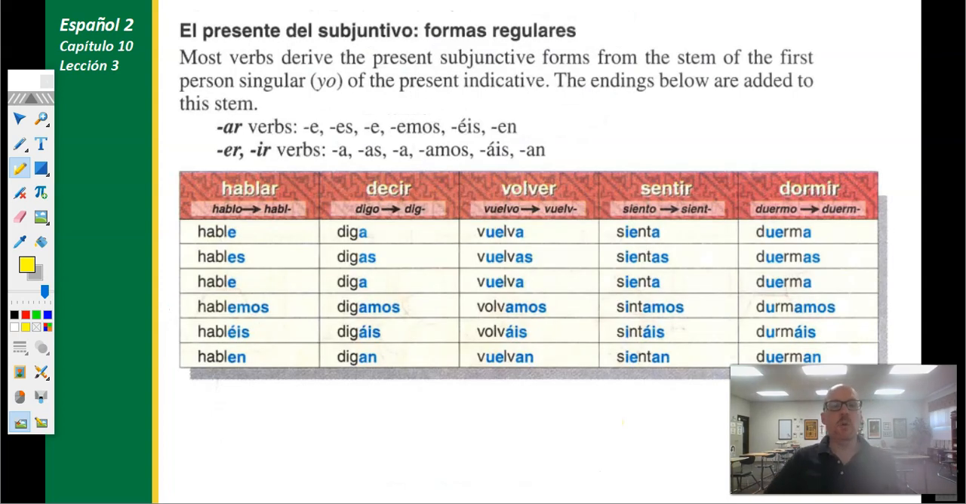So what does it look like? Most verbs derive the present subjunctive form, and here we go, this is review, from the stem of the first person singular yo of the present indicative. The endings below then are added to the stem.